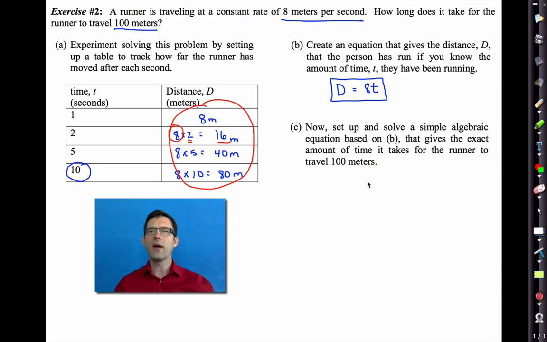Letter C says, now set up and solve a simple algebraic equation based on B that gives the exact amount of time it takes for the runner to travel 100 meters. Pause the video right now if you think you know how to do this, and if not, we'll be showing you how in just a moment.